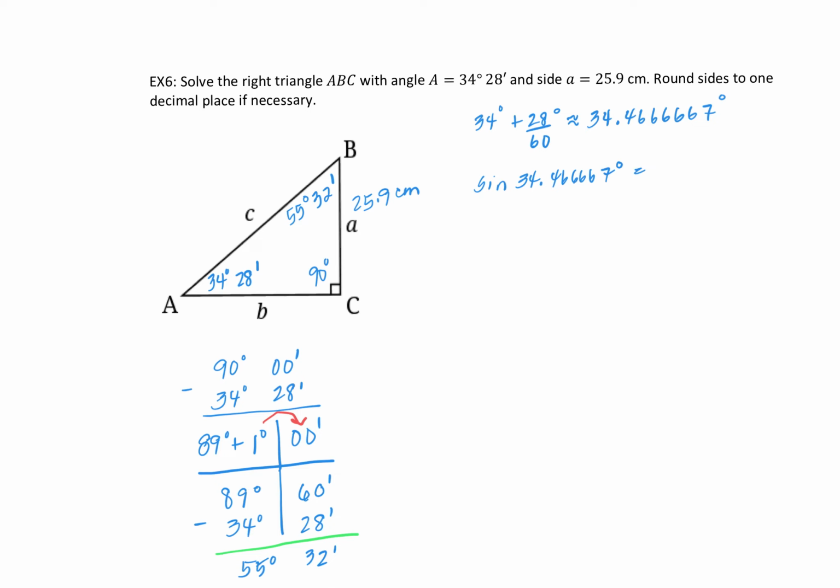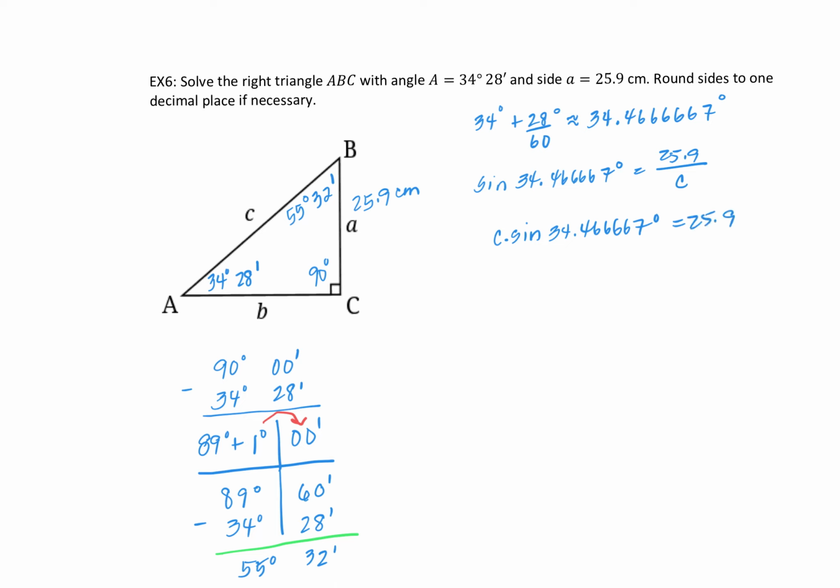Opposite is A. Opposite is 25.9 over the hypotenuse, which is C. So I'm going to solve for that C value. You have to be careful: if you multiply both sides by C, you get rid of the fraction. This becomes C times sine of 34.4666667 degrees.